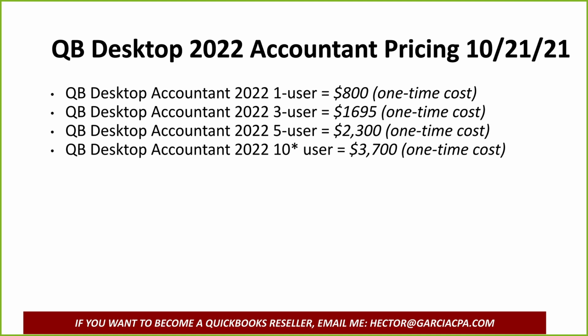Asterisk, you can only have 5 users working simultaneously on a single file. So an accounting firm that has 10 users can get a 10 user license, but they can only have 5 people working on one particular file at a time if they're all working in multi-user mode.